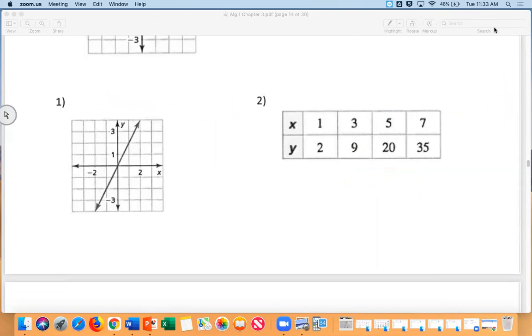Katie, is number 1 here a line? Is that linear? Yeah. It's linear because it's a line. Definition of linear. Hey, what are we going by here? 1 to 3.